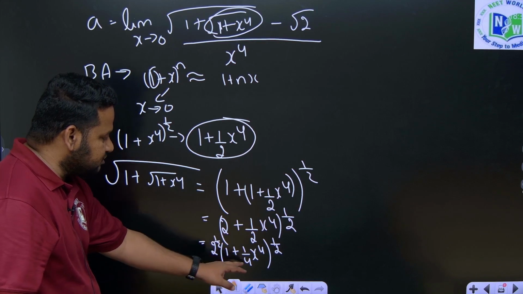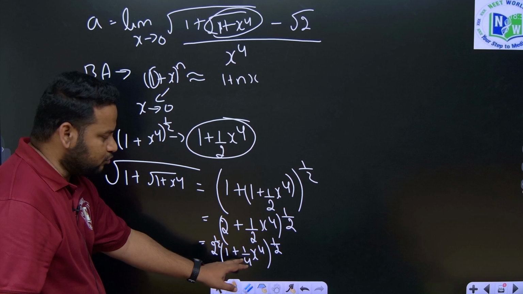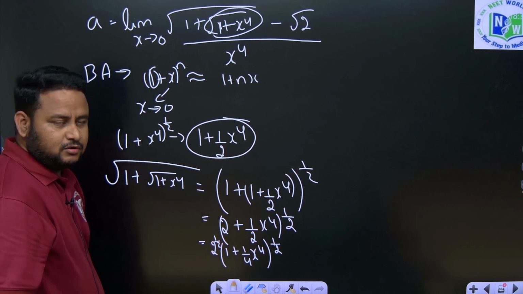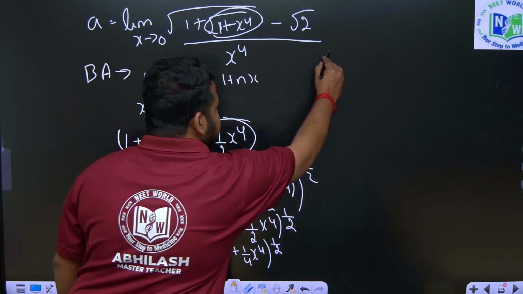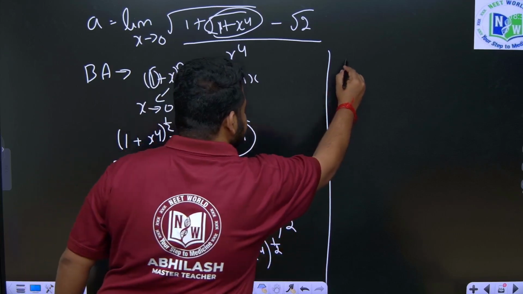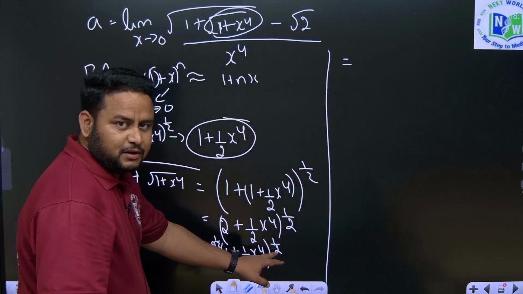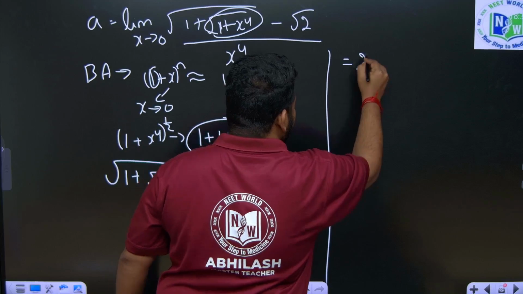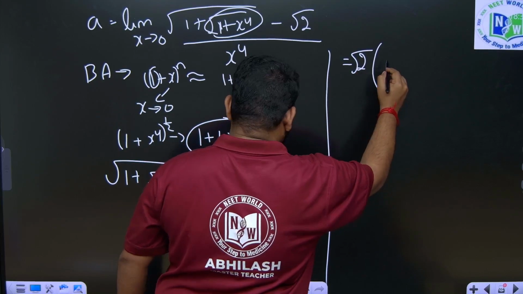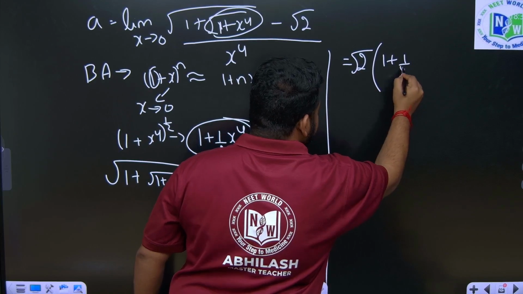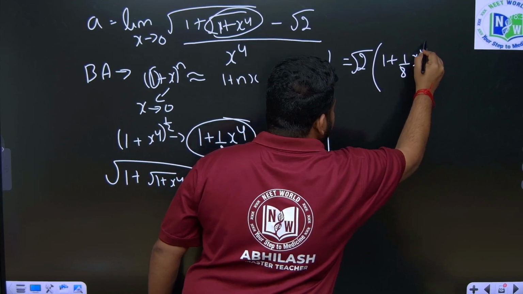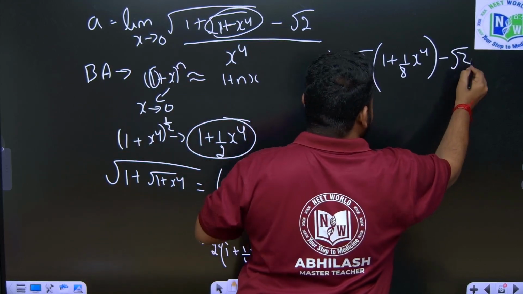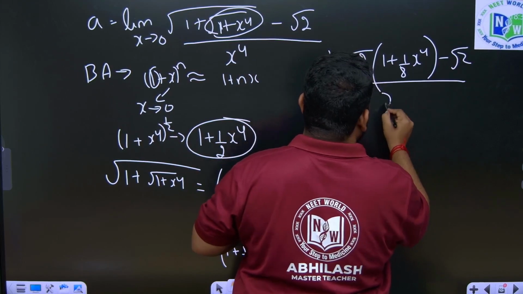If I take 2 outside, this will become 1 by 4, correct? Now I have to divide by 2, so this will become 1 by 2 into 2, it will become 1 by 4, to the power of 1 by 2. So what will this become, friends? If I apply binomial approximation again, this will become 1 by 8. So 2 to the power of 1 by 2, I can write as square root of 2 into 1 plus 1 by 8 into x to the power of 4. I am taking this entire thing as the numerator, divided by x to the power of 4.